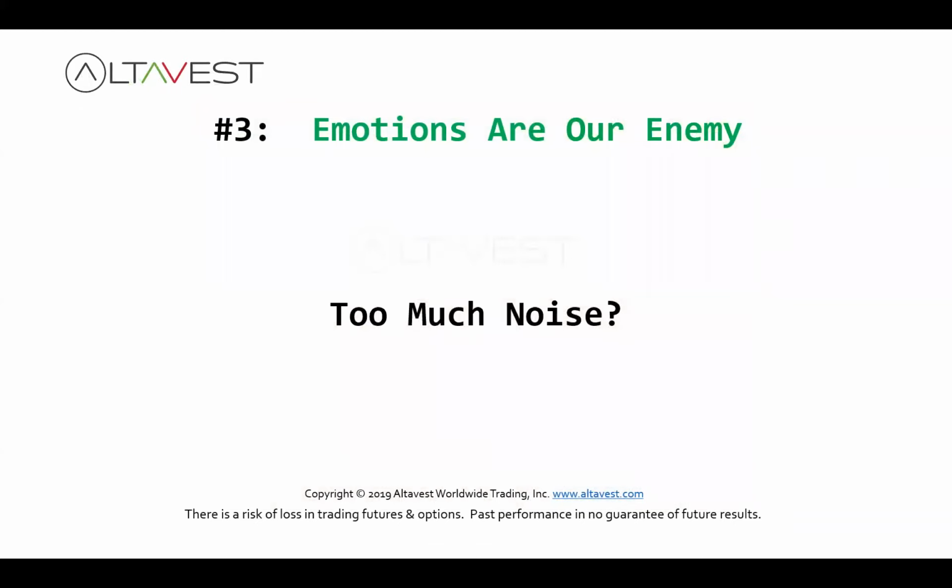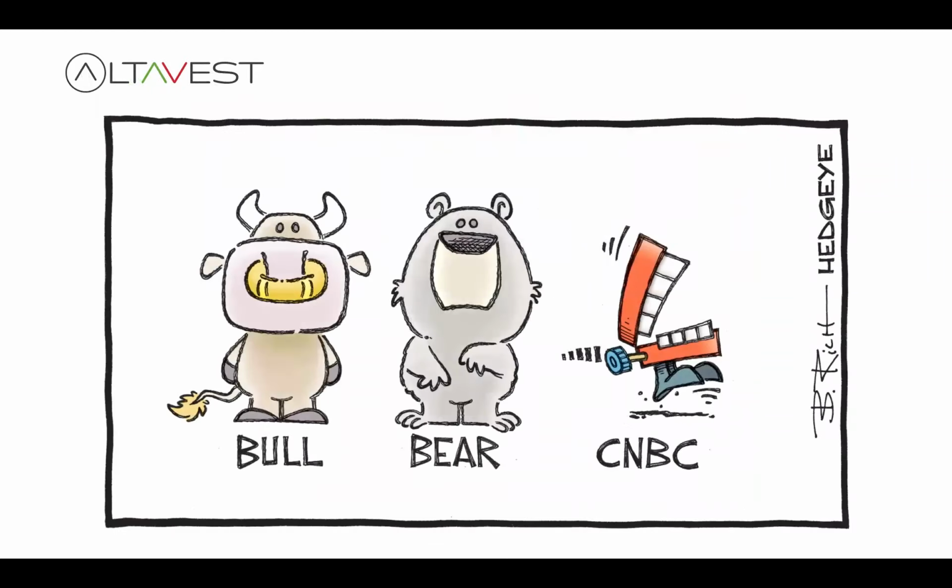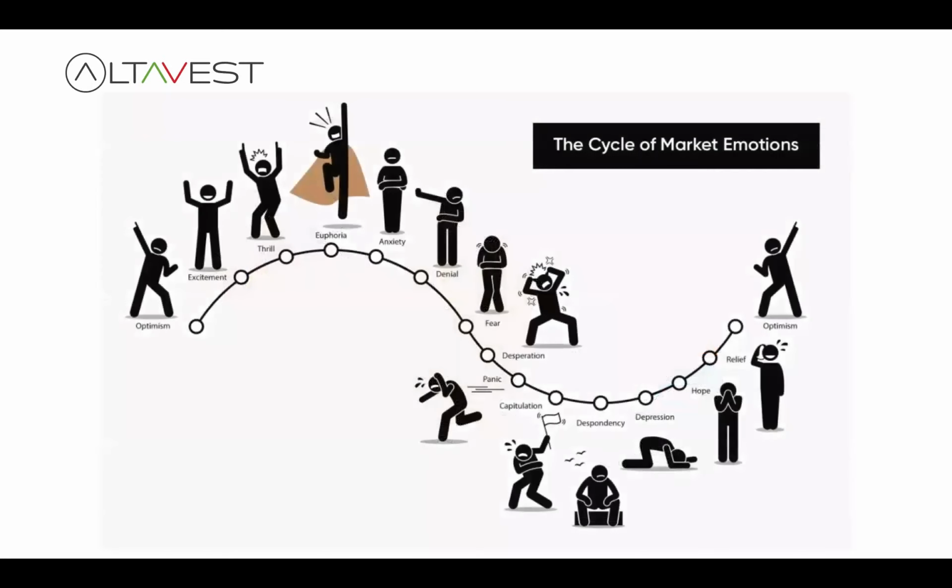And really, part of the problem is a lot of noise. You've got bulls, you've got bears, you've got pundits, talking heads, business channels, you name it, opinions everywhere. And that puts us on this roller coaster of market emotions. You start off optimistic and euphoric as you're winning, and then you start losing and you wave that white flag and capitulate and surrender. And now you're despondent, and now there's a little bit of relief and optimism, and you just kind of repeat this cycle over and over.